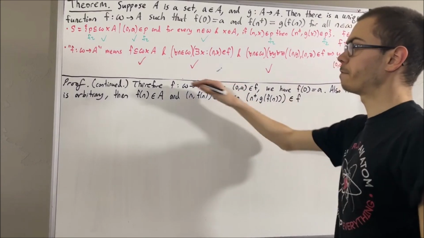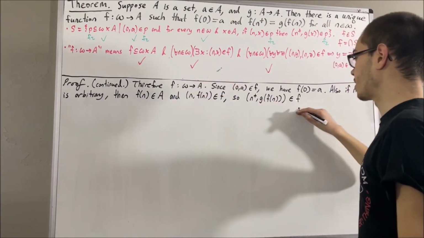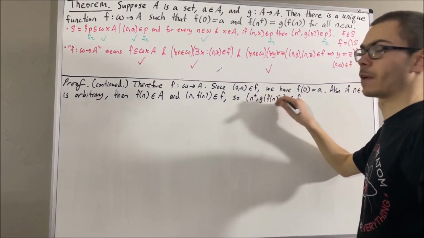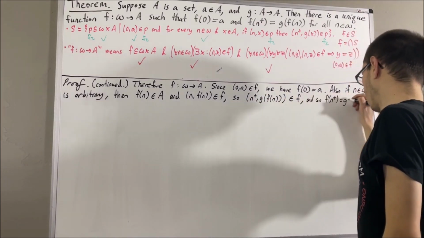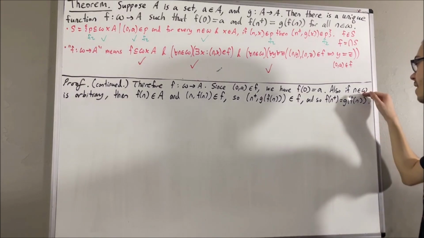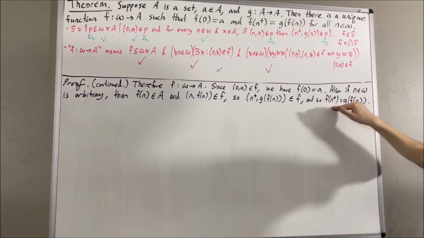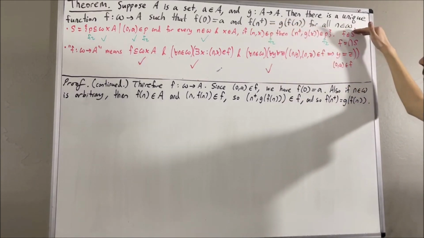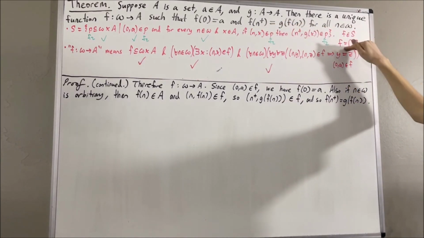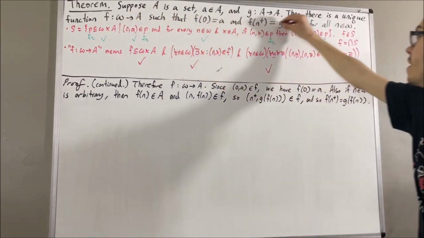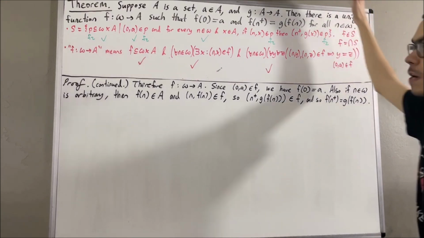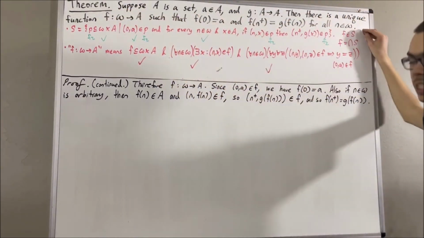But since f is a function now, we can rewrite this by saying f of the successor of n is equal to g of f of n. So we've shown if n is any natural number, then f of the successor of n is equal to g of f of n, which is exactly what we wanted. So we have shown that our choice of f satisfies these properties. So now we want to show that f is the unique function which satisfies these properties.